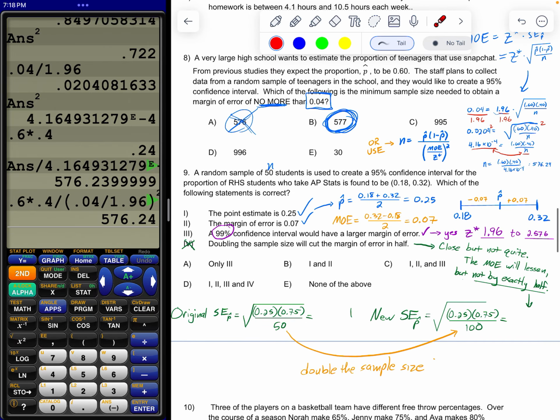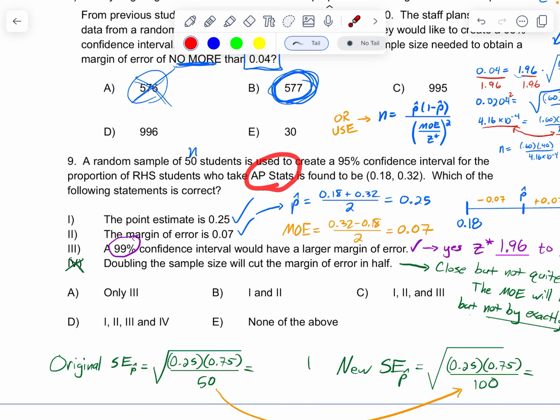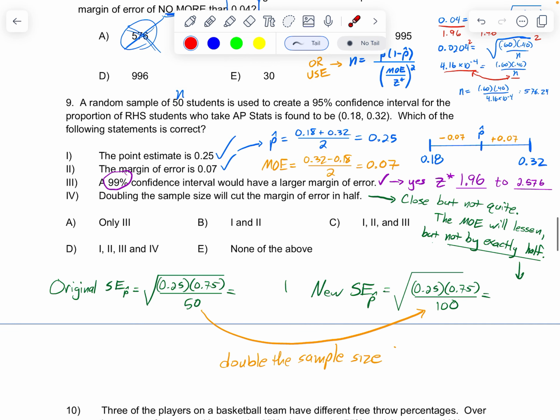Number 9. A random sample of 50 kids was making a 95% confidence interval for the proportion of RHS kids that take AP Stats. Oh yeah, love these kids. It should be way higher than this. Whatever. It's from 0.18 to 0.32. Which of the following statements is correct? We have 4 statements, and then you have to try to determine which one of these is going to be the one.